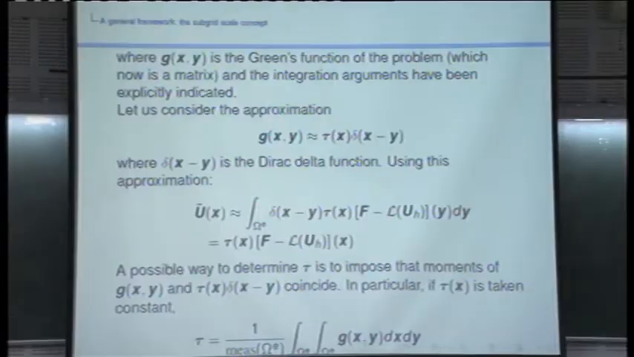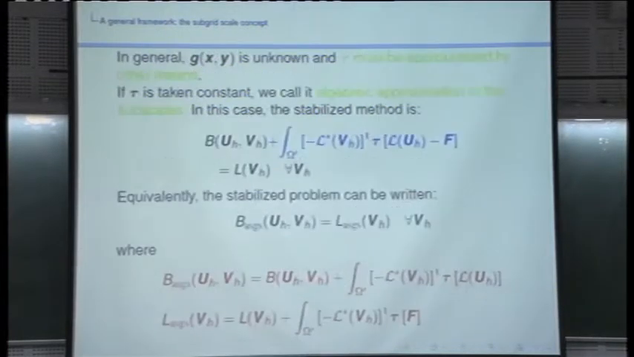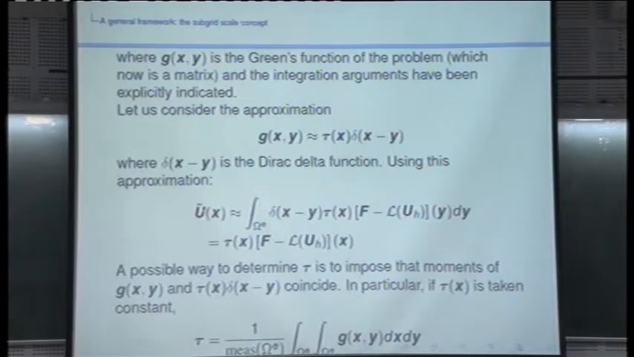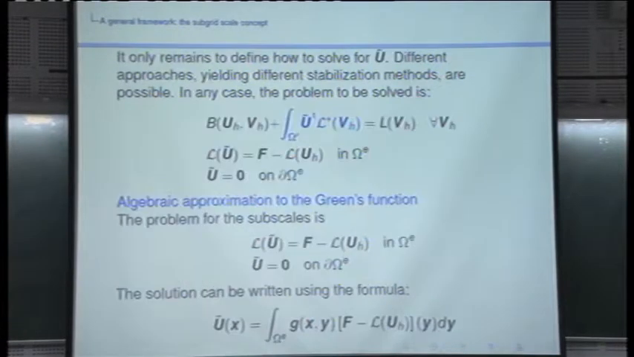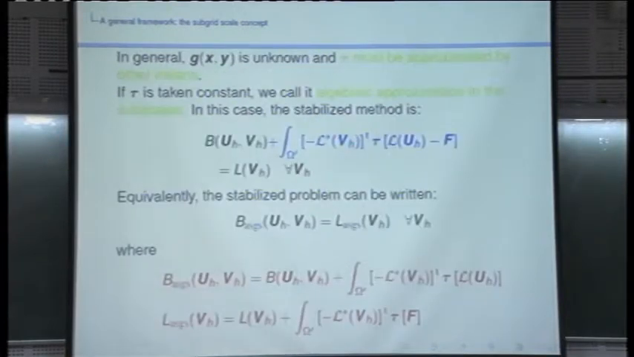Okay, so you approximate tau by imposing that the mean of the exact Green's function is equal to the mean of the approximated Green function. And with that, you obtain a nice expression of tau. But the important thing is that once you know that u tilde is tau times the residual, you put it in this equation and you're done. You see? Once you know that u tilde is tau times the residual, you put it here and you're done. And that's what you get.